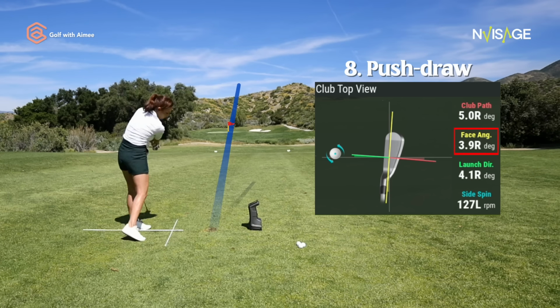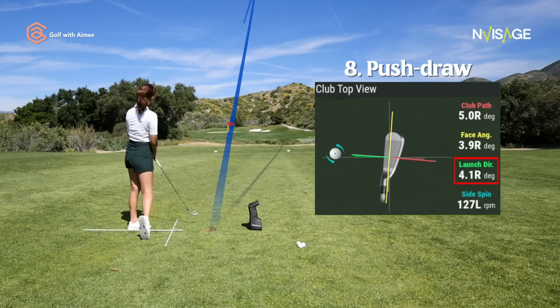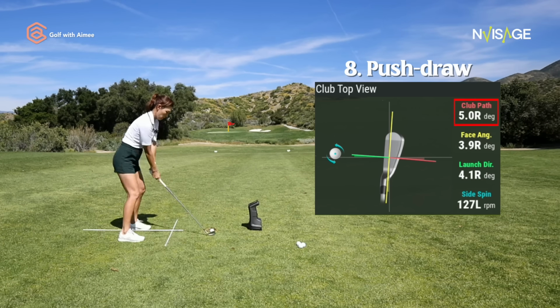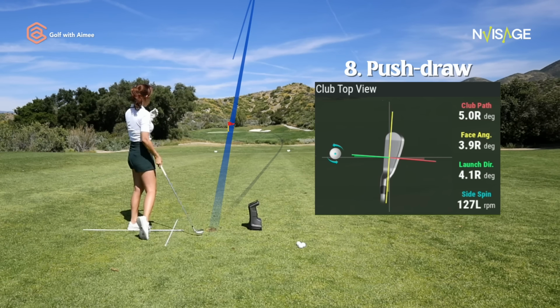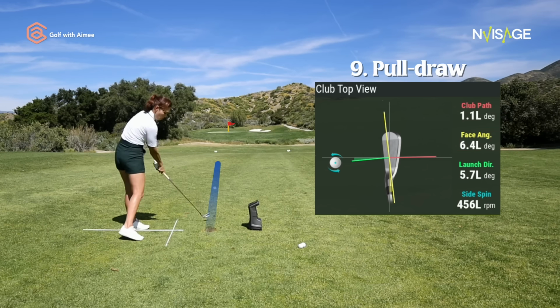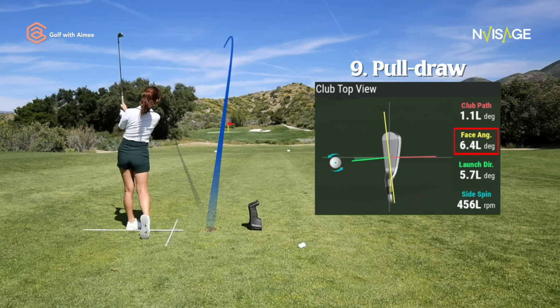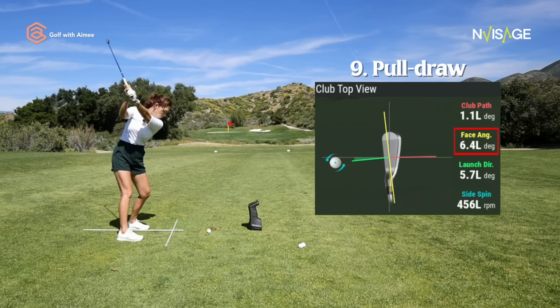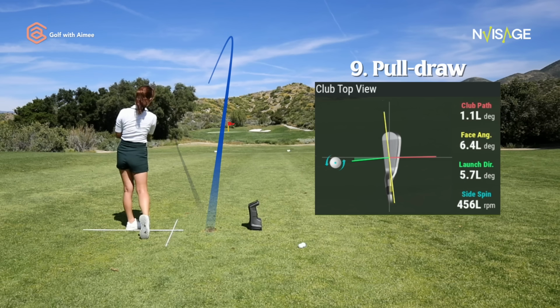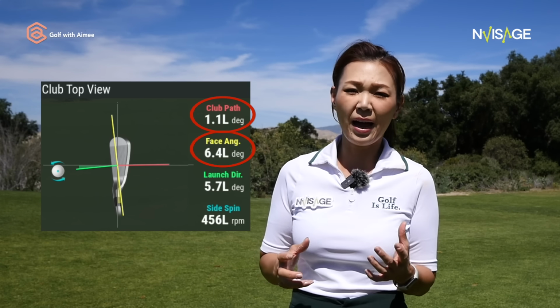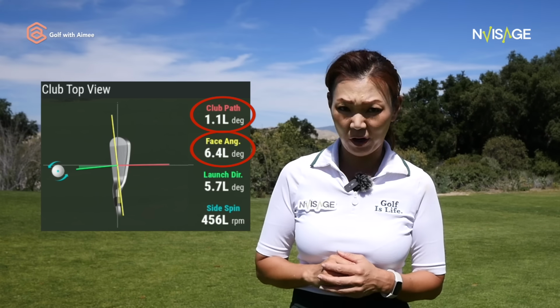Push draw: face points right, so the ball starts right. Because the path is even farther right than the face, the ball draws back left, therefore it's a push draw. Pull draw: the face angle is left, so the ball starts left, but the face is much more closed compared to the path, creating stronger draw spin. We're focusing on the face angle and the path. Both are critical for hitting straighter shots.